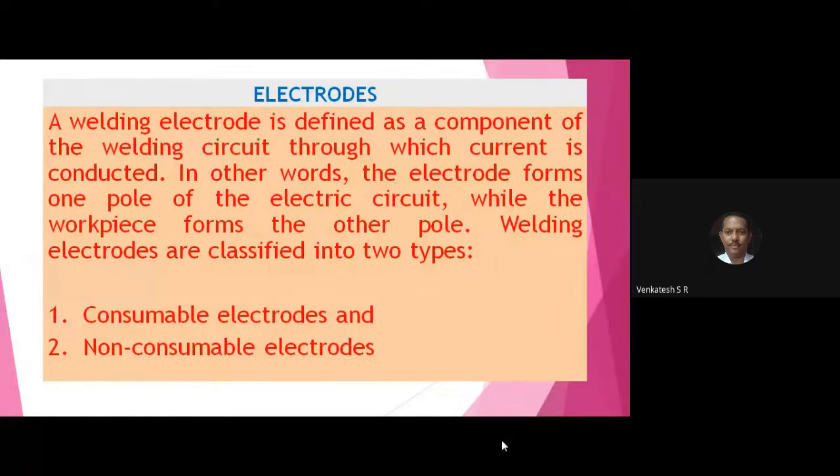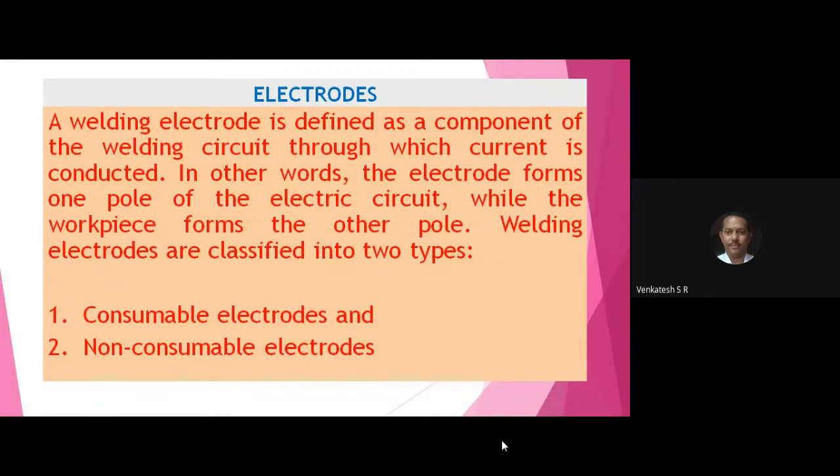Full stop. Next paragraph, write down. Welding electrodes are classified into two types. Below that, write down. Number 1, consumable electrodes. Next line, write down. Number 2, non-consumable electrodes.